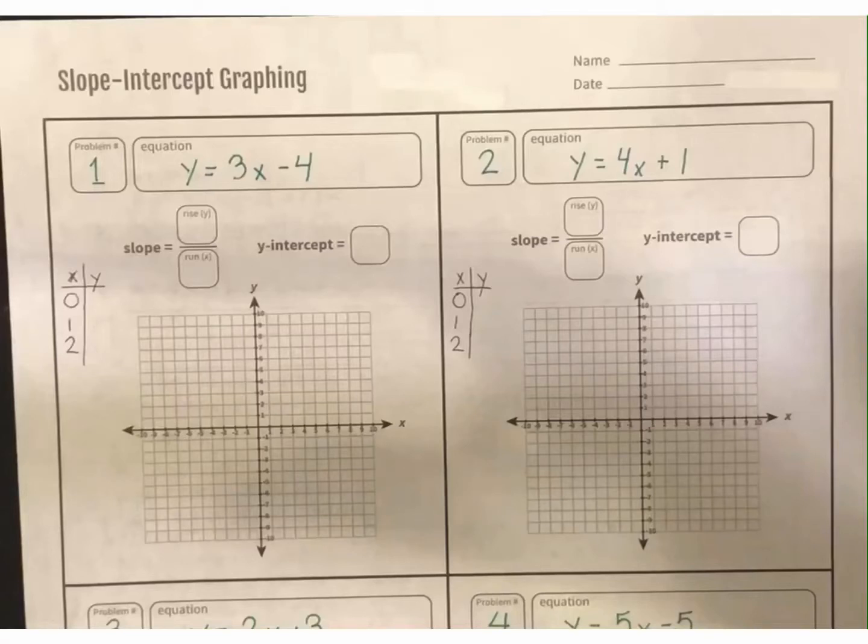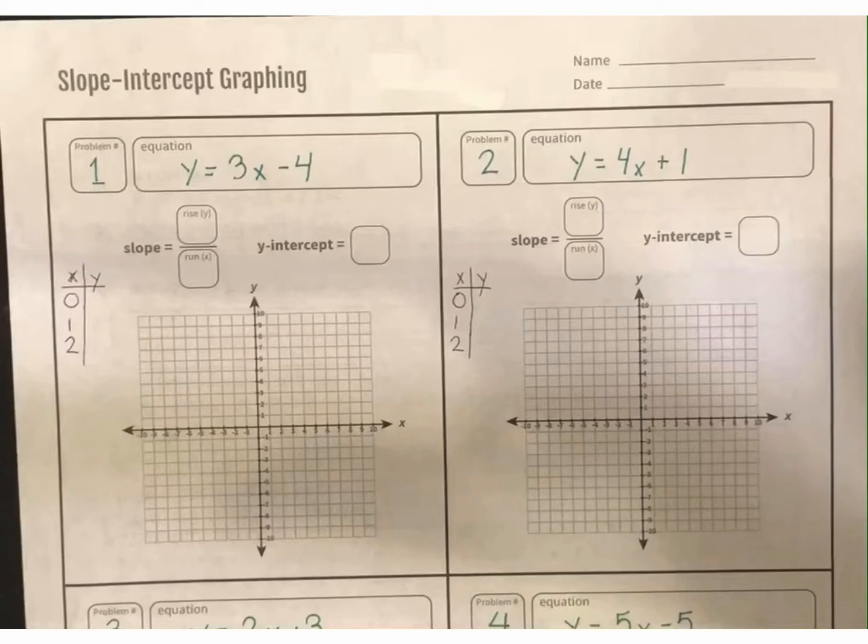Now for the graphing. I think that I'm really starting to enjoy graphing. So you are going to take this equation, go to the left and find the coordinates, find the y coordinates that go with the x coordinates. Then you will graph that line using the coordinates. And the last thing that you'll do is write the slope and the y-intercept.